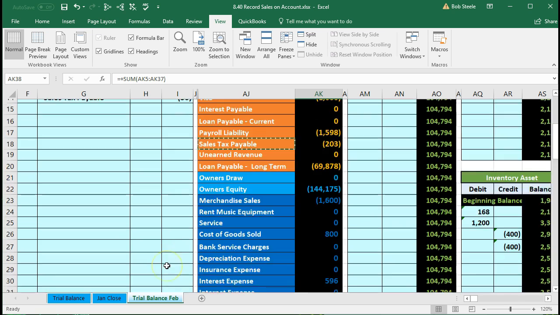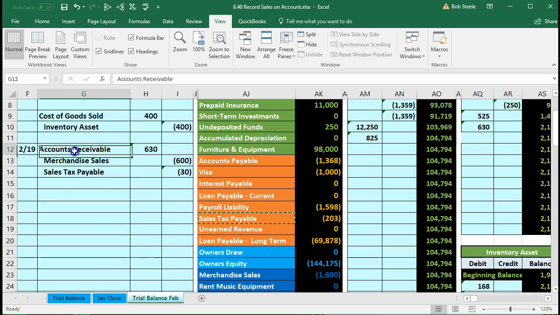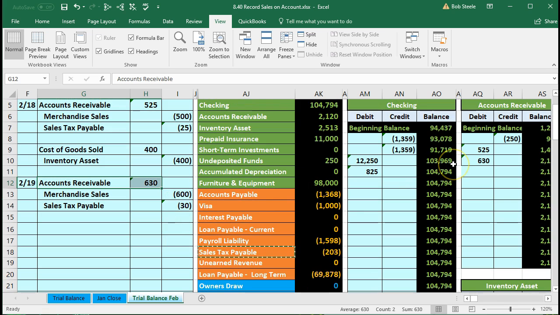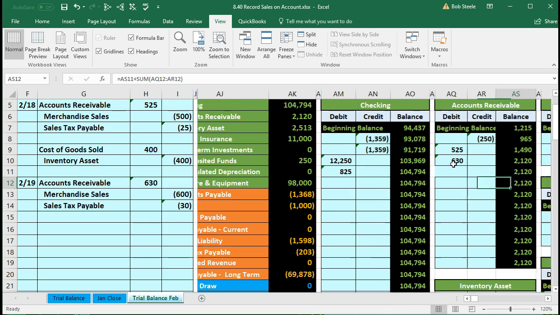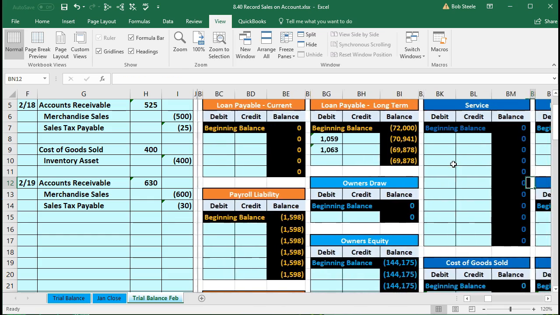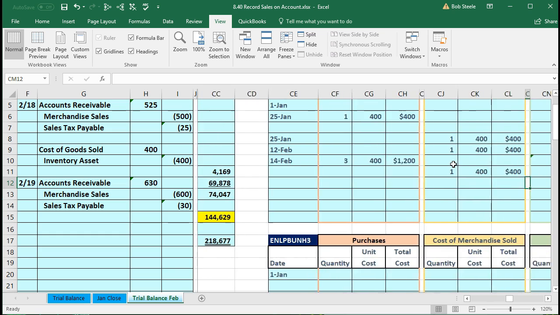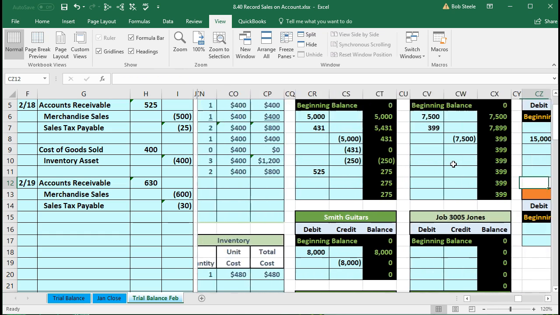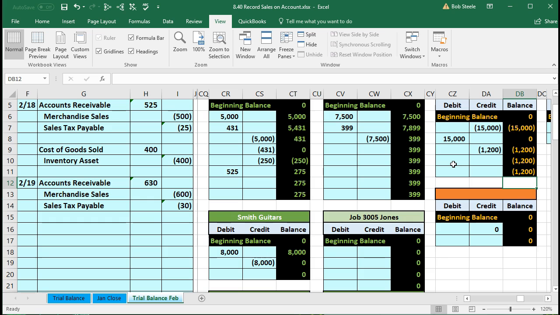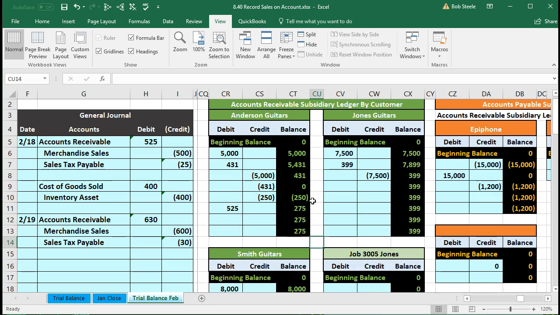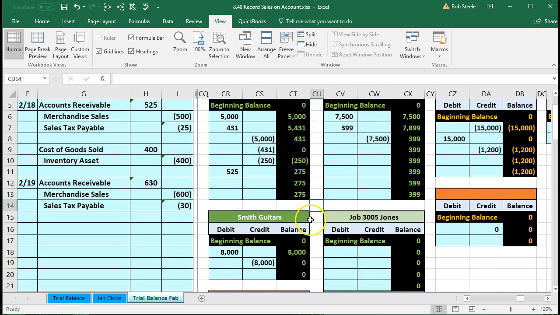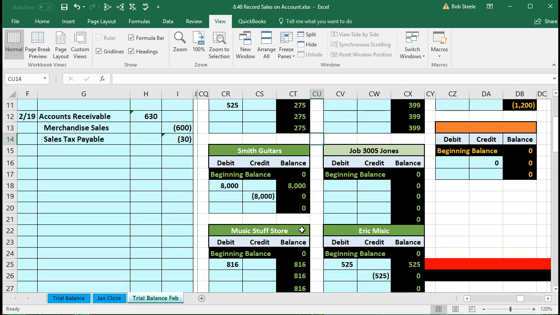That is good. Next, we're going to say that this accounts receivable, we need to post that not just to the general ledger as we did here, but to the subsidiary ledger, that in order by customer, not just by date. So we're going to scroll all the way over to the subsidiary ledger. We're scrolling right, just scrolling on over. It's a nice scroll. We're having a nice scroll today. And we're going to be over here. We're looking for music store stuff. Music store stuff. Anderson, Jones, Smith guitars. There it is. Music store stuff.